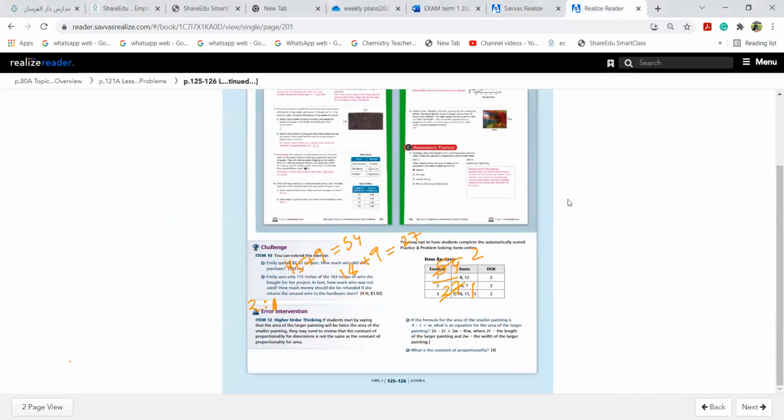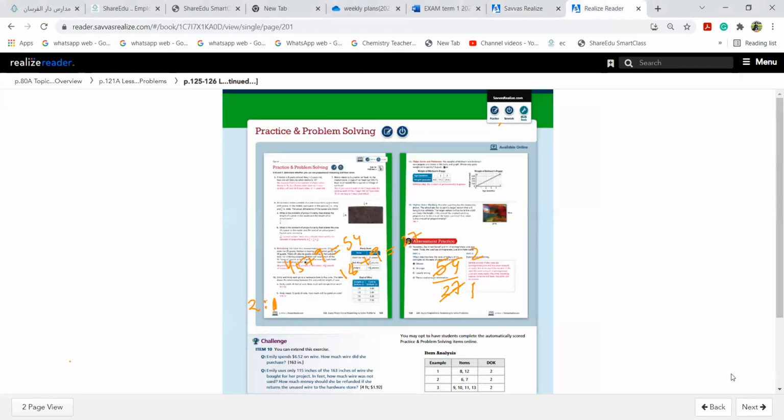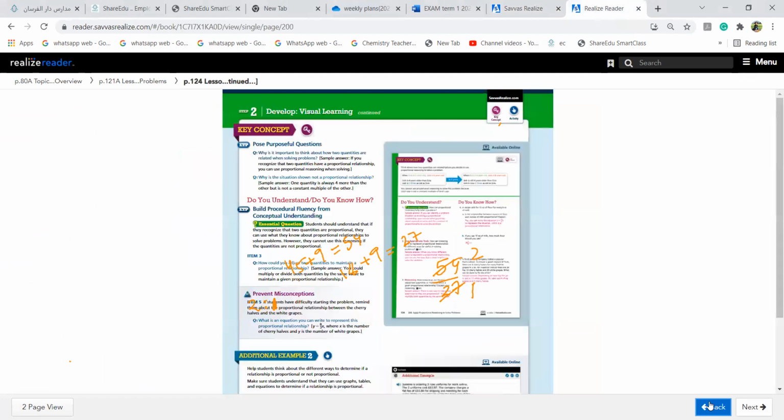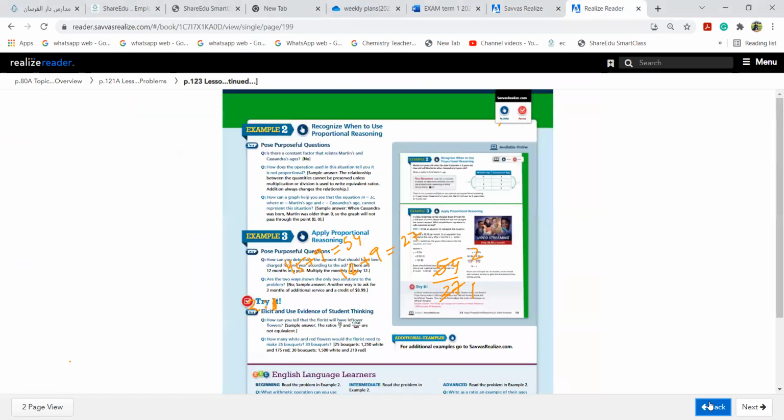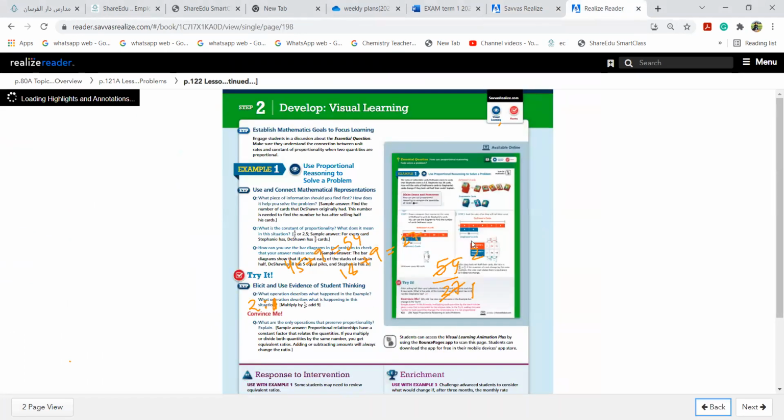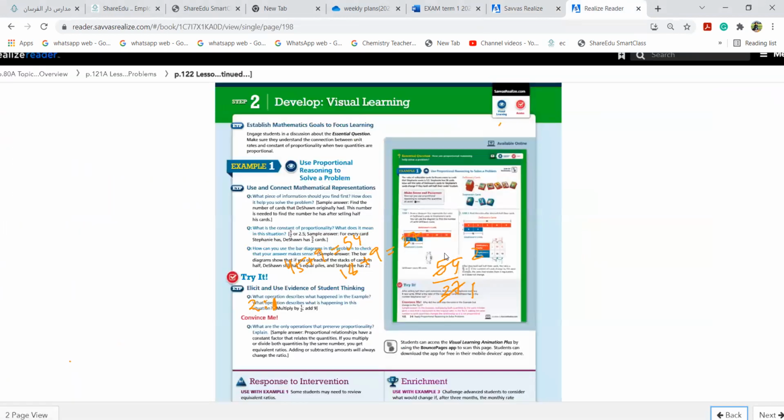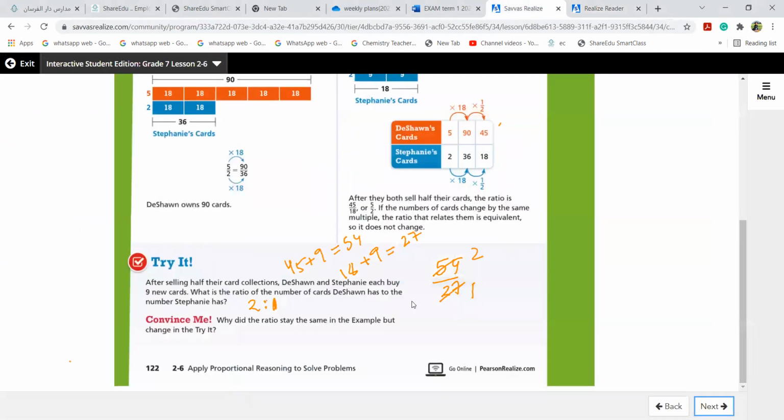I'm checking here what all you have to write. You have to write this. Just make 45. This was half. And then later we added 9 because they say 9 new cards, okay? Understood?